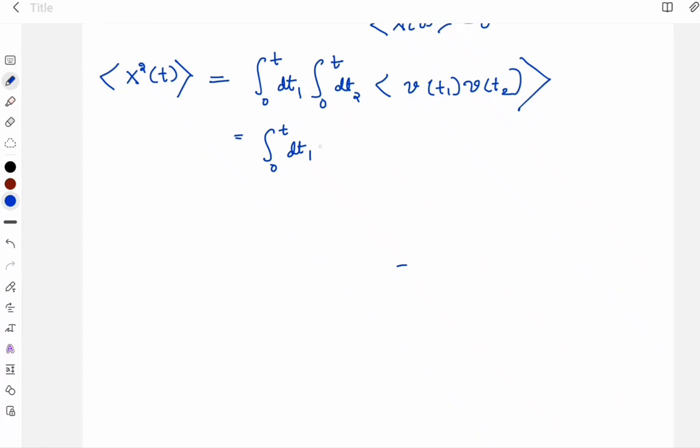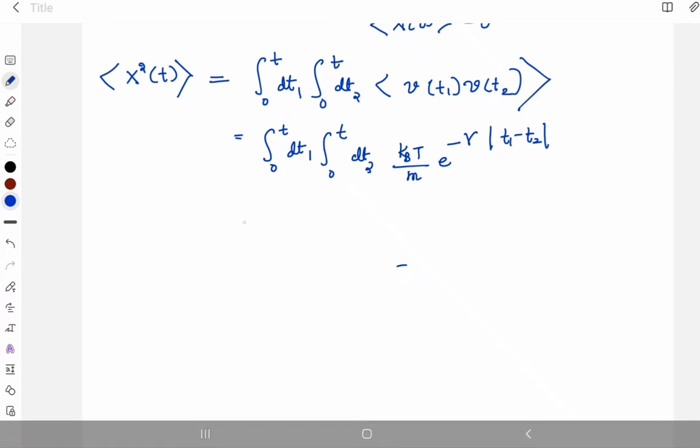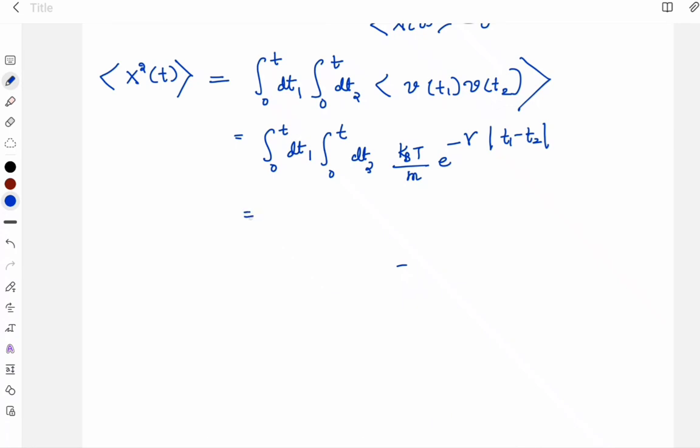∫₀ᵗ dt1 ∫₀ᵗ dt2 (kBT/m) e^(−γ|t1−t2|). Okay, and so this is the modulus, right? Since everything is symmetric in t1 and t2, if we interchange t1 and t2, the whole integration could be written as 2 times ∫₀ᵗ dt1 ∫₀ᵗ dt2 (kBT/m) e^(−γ(t1−t2)). So this is for t1 greater than t2.